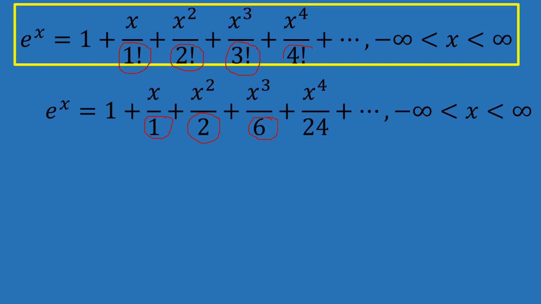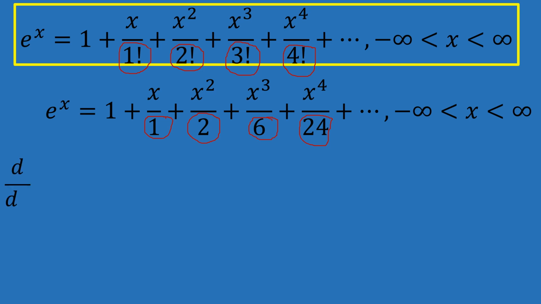4 factorial will not be different. It will be following the same pattern. 4 factorial is simply 4 times 3 times 2 times 1. And 4 times 3 times 2 times 1 is 24. So that's what we have simply done, to make the expression simplified.